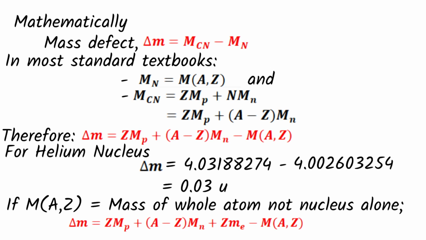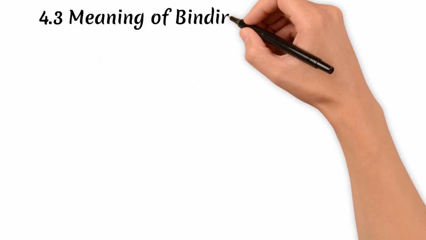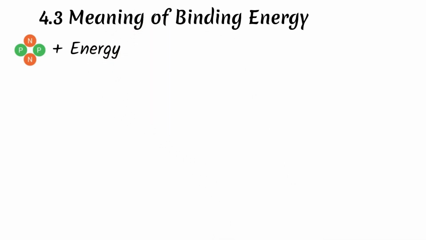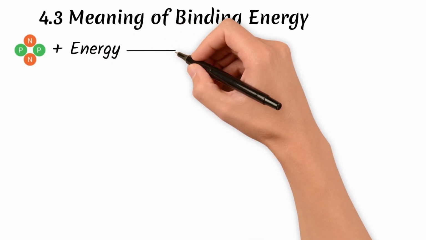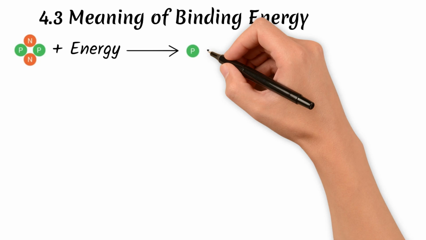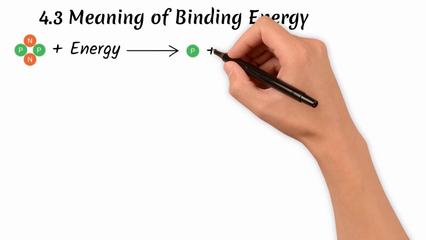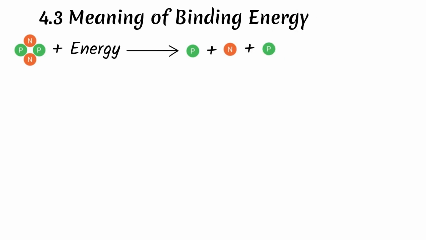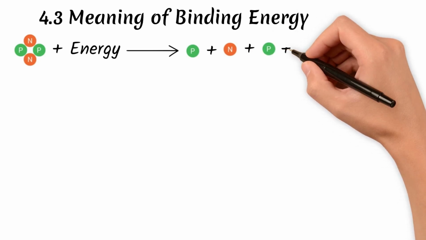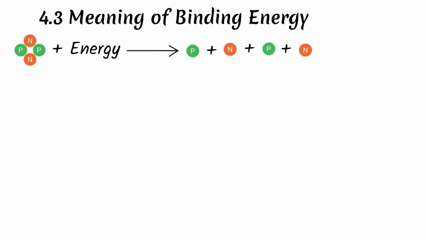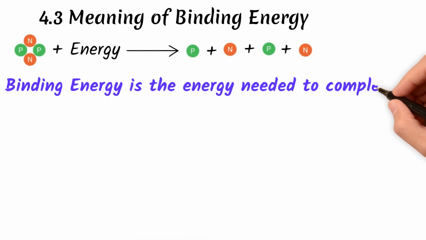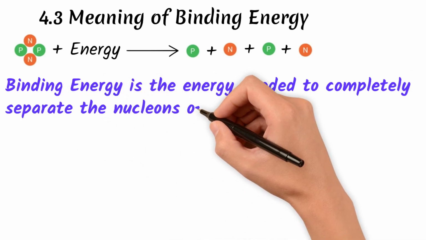All right, binding energy, the meaning. Now let's come back to the equation where we had the nucleus with nucleons held together by strong forces. And we said that if we wish to separate the nucleons of this nucleus apart so that they are completely separated, we need to supply an amount of energy which is equivalent to the energy binding the nucleons. And that's what we call binding energy. Binding energy is the energy needed to completely separate the nucleons of a nucleus apart.